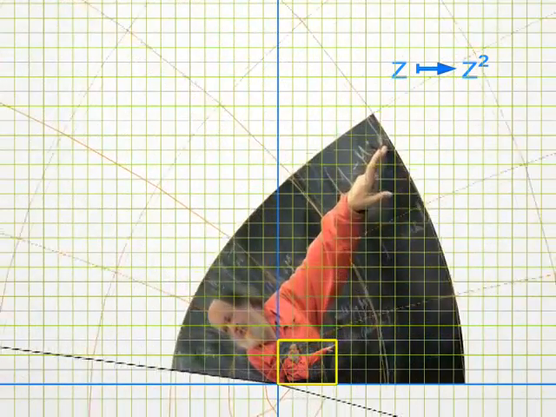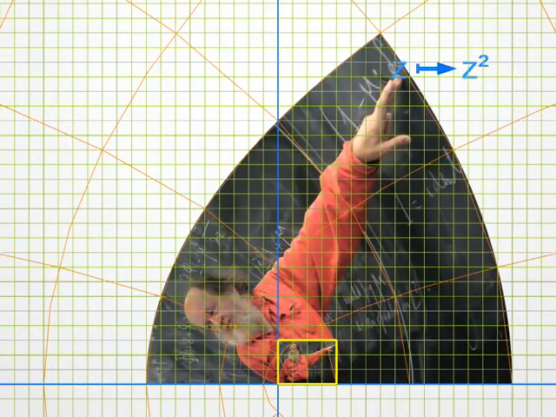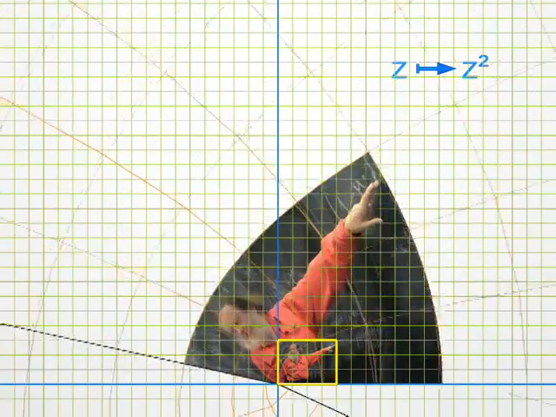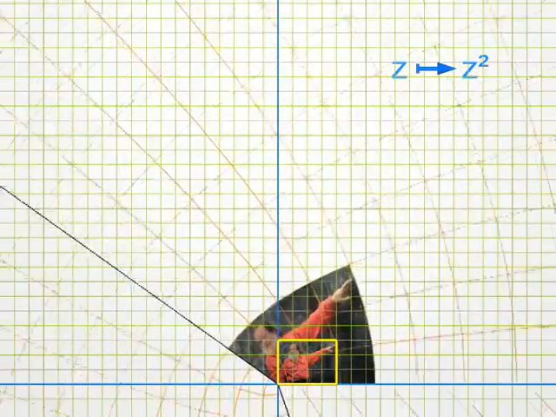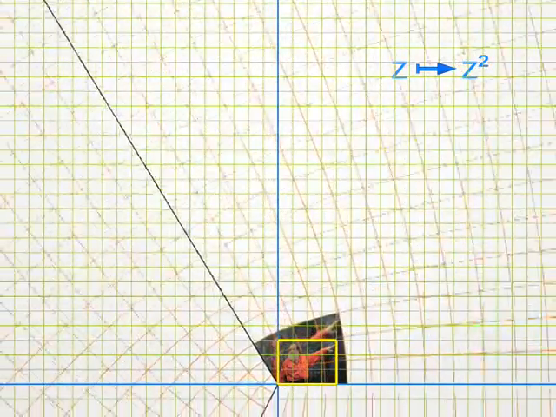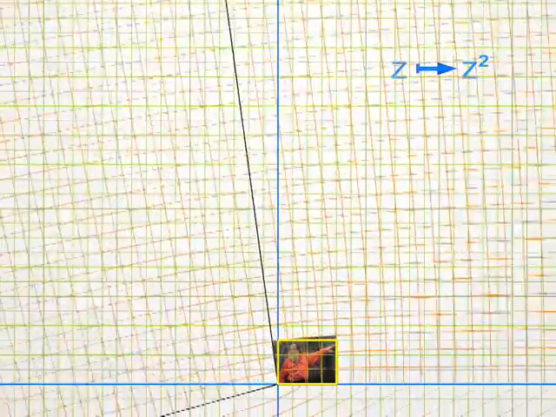Notice that the argument of z squared is twice the argument of z, so that the right angle on the lower left of the photo is doubled under the transformation. It has turned into a 180-degree angle. Let me place the photo somewhere else and let's look again at the same transformation z squared.